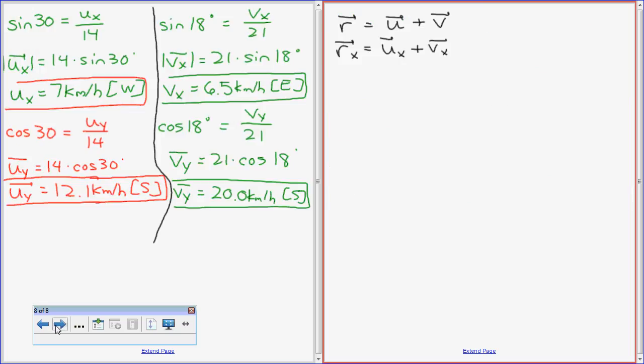Okay, so Rx is going to be Ux plus Vx. So I'm going to say Rx is going to equal 7 kilometers per hour west plus 6.5 kilometers per hour east. Okay, let's go back to grade 11. If I'm rowing 7 kilometers an hour west and there is a river flowing at 6.5 kilometers an hour east, how fast am I going?